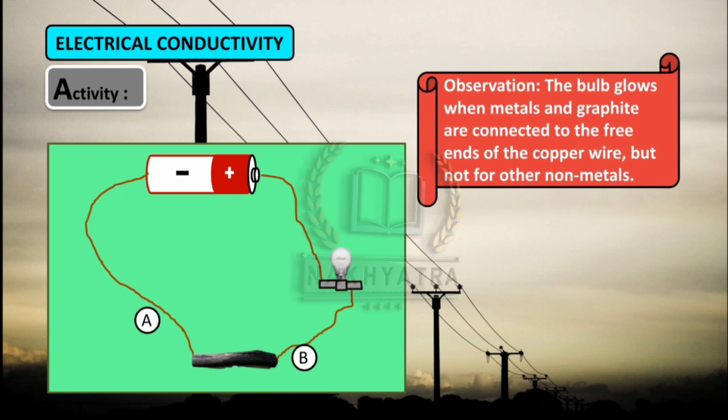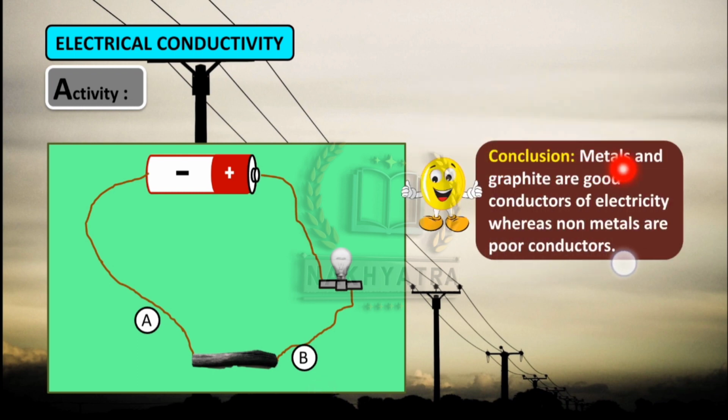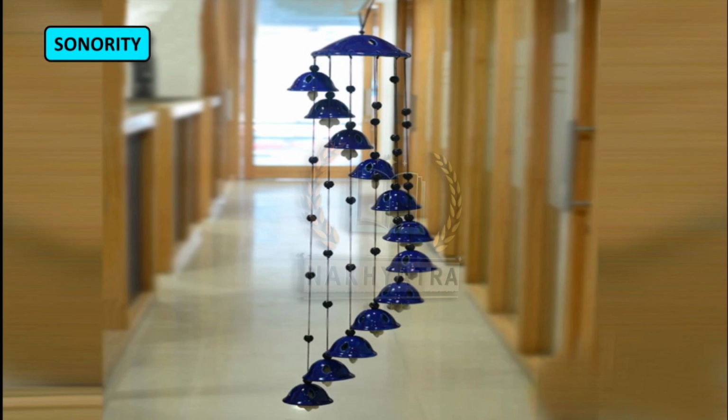So the bulb doesn't glow, because we can conclude that metals and graphite are good conductors of electricity, whereas non-metals are poor conductors. Even though graphite is a non-metal, it is a good conductor of electricity. That means electricity can pass through them, whereas non-metals are poor conductors. That means electricity cannot pass through them. Clear everyone? Now let us see another physical property of metals and non-metals, that is sonority.